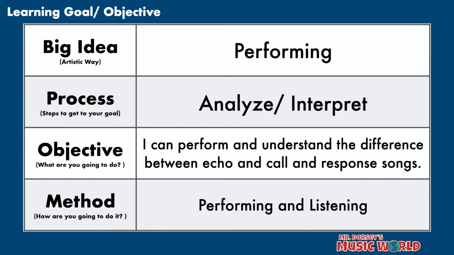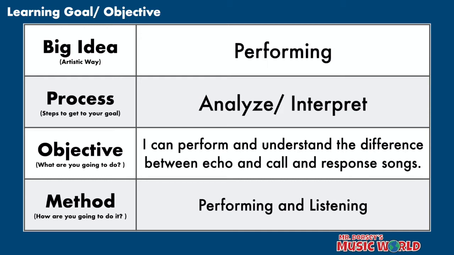Let's find out. Our learning goal is broken up into 4 steps. Our big idea is performing. Our process, or steps to get to your goal, is analyze and interpret. And what those words mean is analyze means look carefully at something and figure out what something does. And then interpret means, well, what do you do with the information you learned?